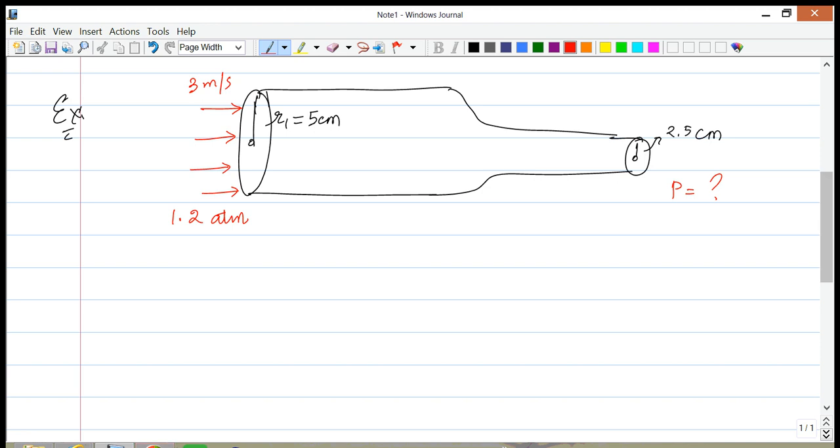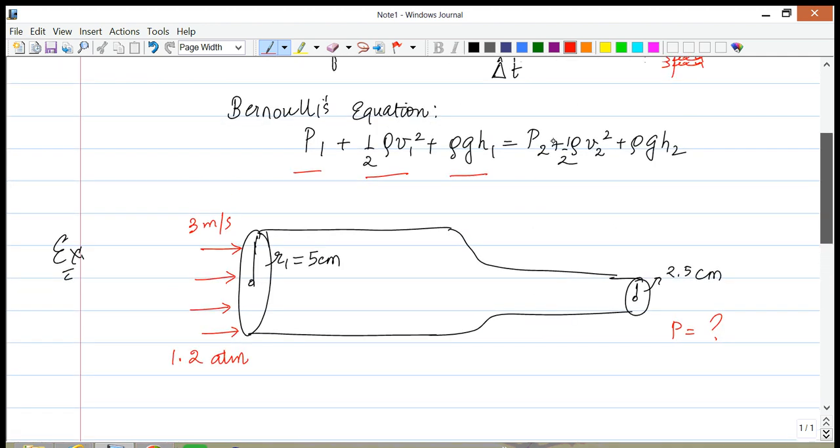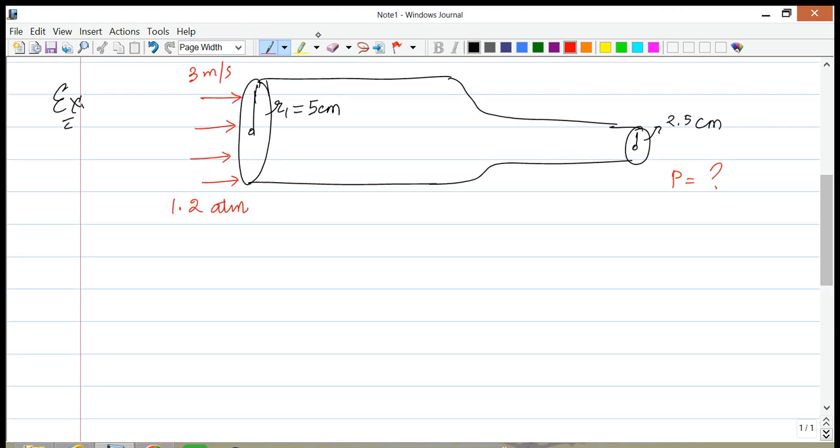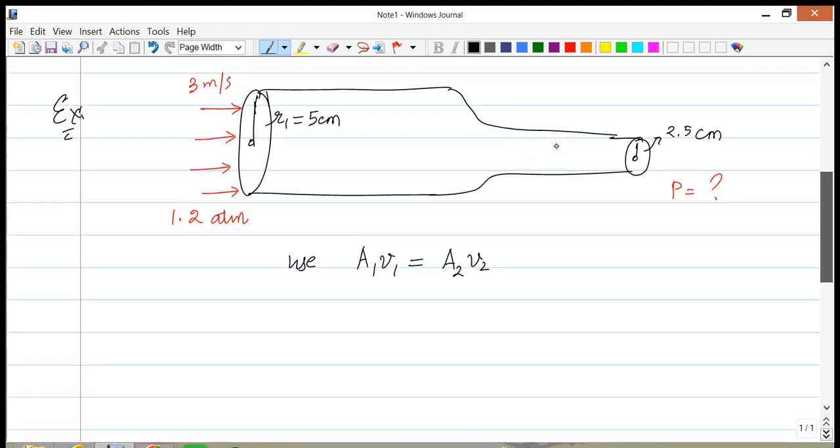Now to find the pressure, what we need to do is use Bernoulli's equation. If you look at Bernoulli's equation, we have the pressure on the left, we have the velocity, we have the height. The height is not changing, so we'll take that to be 0. On the right hand side, P2 is what we are trying to find. V2 is one of the things that we do not know, but we need to find V2. In order to find V2, first we're going to use the equation of continuity, which says that A1 V1 equals A2 V2.